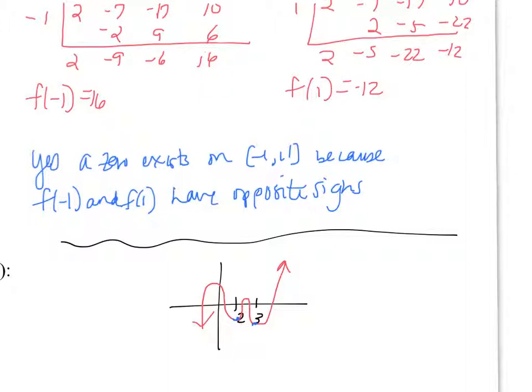So the IVT is not saying the only way a zero can exist is if the two different x values have opposite signs. It simply says that if they have opposite signs, then a zero for sure exists. The other statement, that if the x values have the same sign, then a zero does not exist, is false.